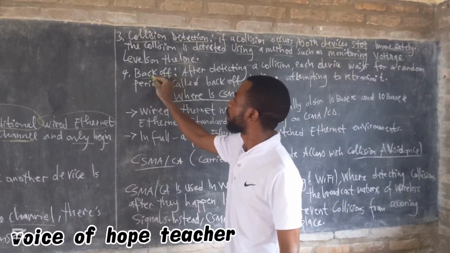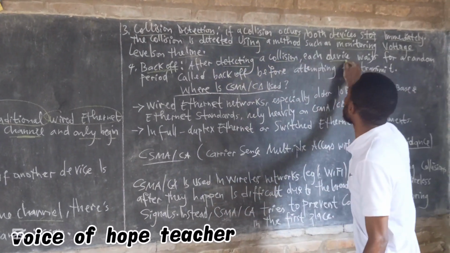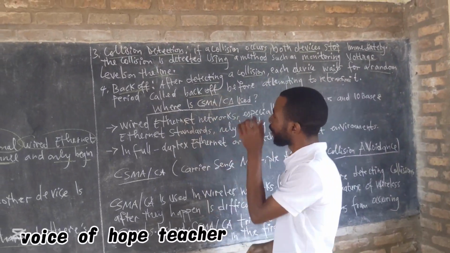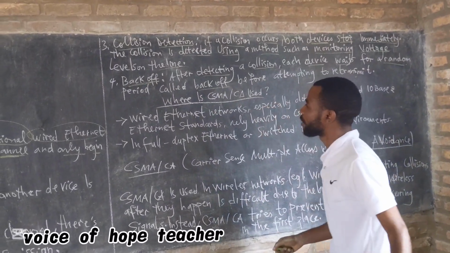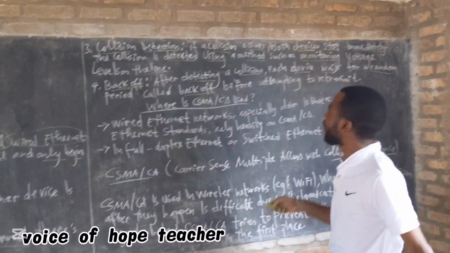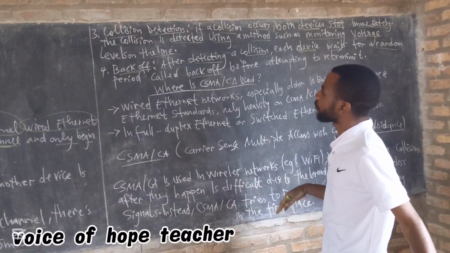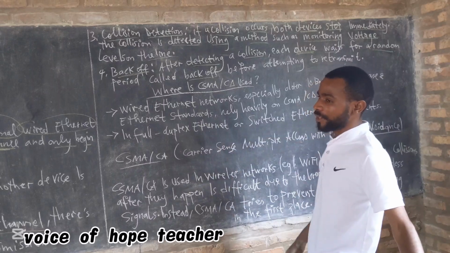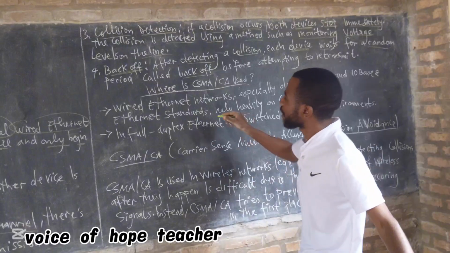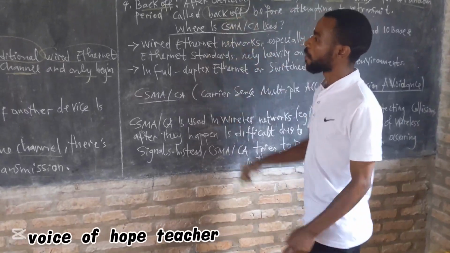Hakaza indi twita back off. Back off: after detecting a collision, each device waits for a random period of time called a back off before attempting to retransmit. Nyuma yuko habaye detecting collision, buri device yose itegereza igihe runaka. Icyo gihe runaka nicyo twita back off.